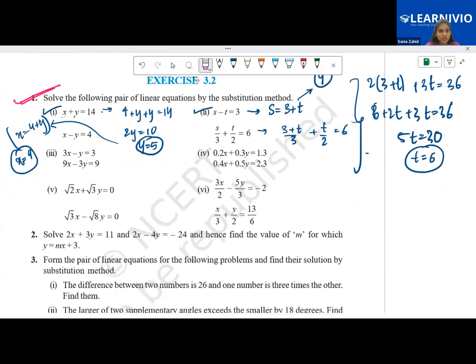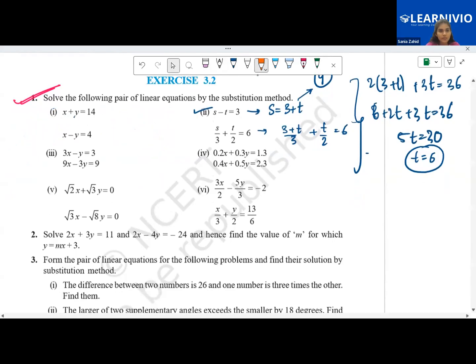Then we come to the third one. The third one says you have 3x minus y gives you 3 and 9x minus 3y gives you 9. So here I will find the value of x. So x will be equal to (3 plus y) by 3.